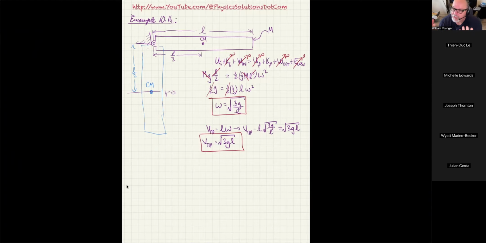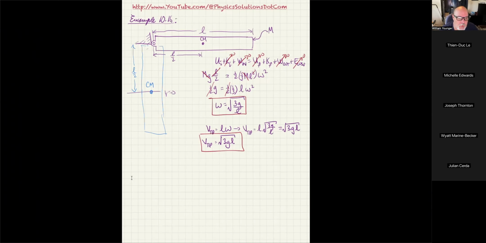So again, you can see how the torque acting on a part that's not the very end of it, but is the center of mass, can make the end go quite a bit faster. Anybody have any questions on that one? All right.